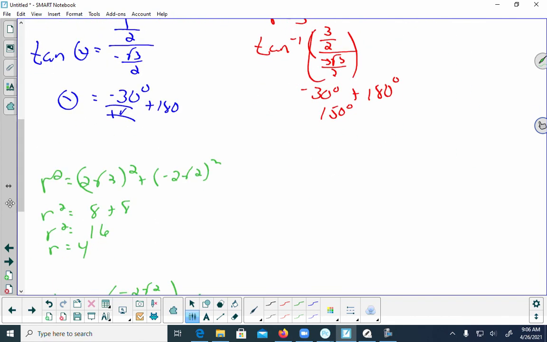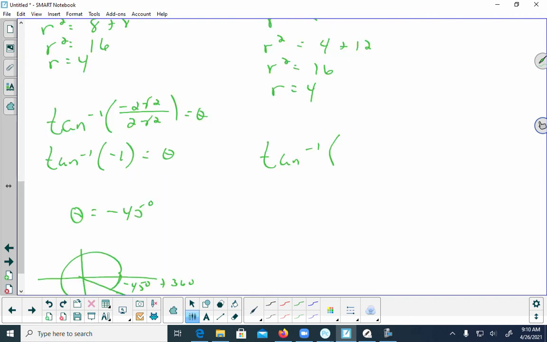So I am going to do r squared is equal to (-2) squared plus (-2 times the square root of 3) squared. So this will be 4 plus 4 times 3, which is 12. So r squared is equal to 16. R is equal to 4.